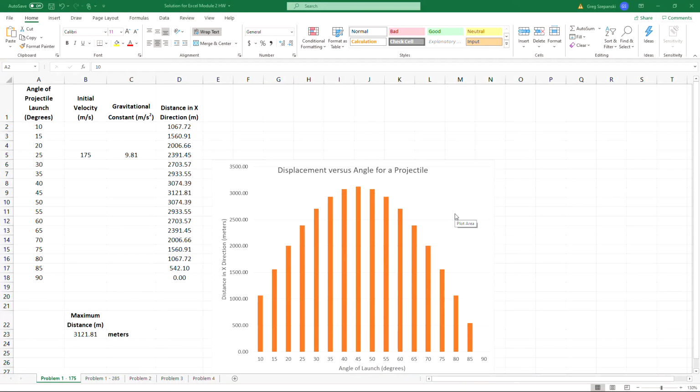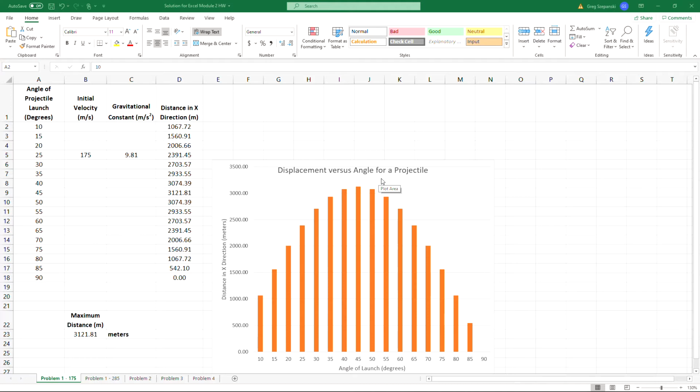Hi, so for Excel module number 2, this is the solution for the first homework problem. In the first homework problem, you were given a formula that solves for the horizontal range of firing a projectile from a cannon, piece of artillery, whatever it happens to be, right?